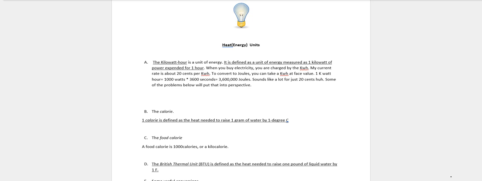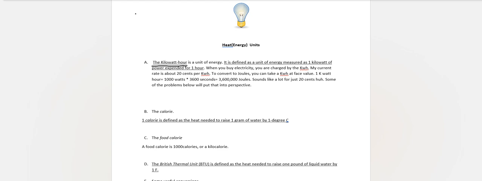So energy can be written in lots of different units, right? Here are some common ones for thermodynamic problems. One is called the kilowatt hour. And first of all, let me explain, this might sound a little weird. Why is this a unit of energy?